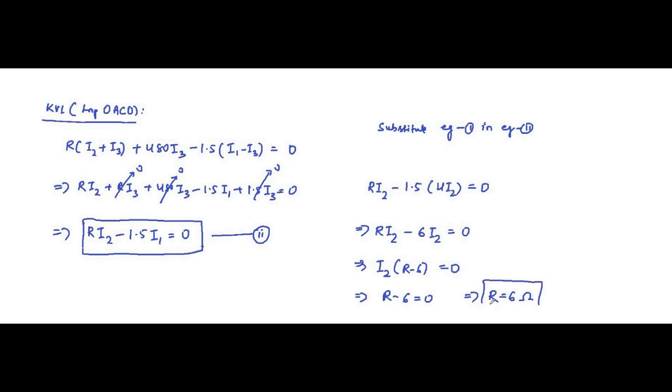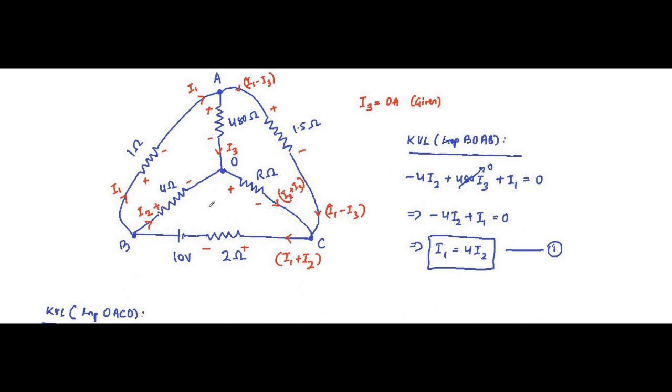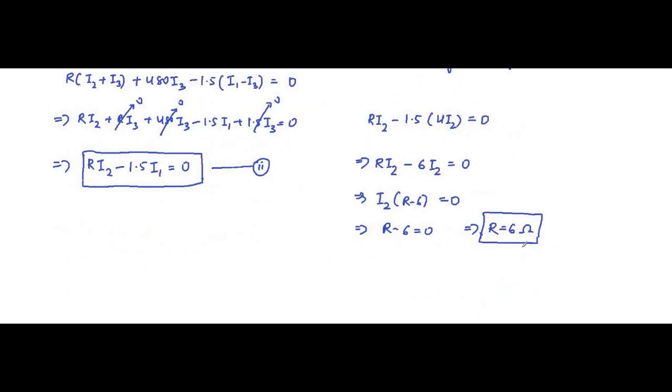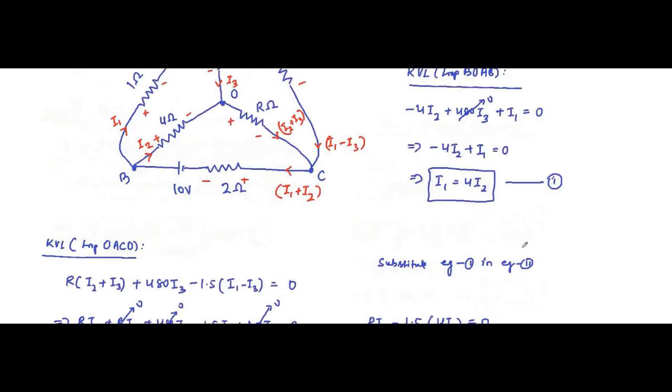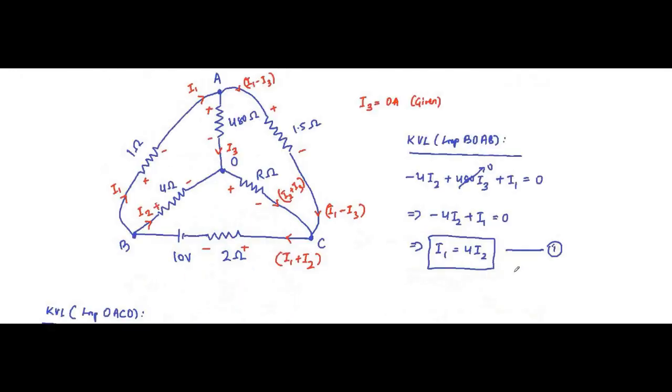We have got the answer. R is equal to 6 ohm. That was asked, only that was asked. The current in the branch OA is 0; find the value of R. Only that much is required. No need to find each of the branch currents here. Only this is the result: R is equal to 6 ohm. That was our objective.